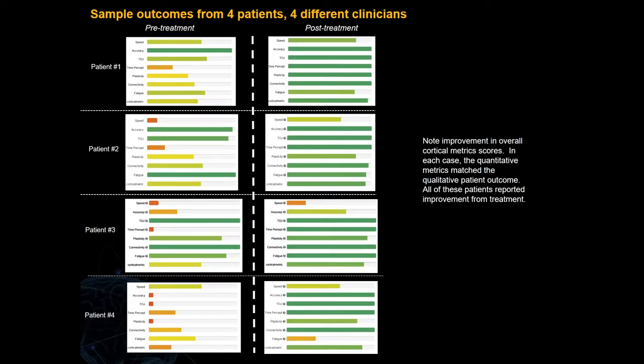And in this next slide, we have sample outcomes from 4 patients and 4 different clinicians. Pre-treatment is on the left, and we have the post-treatment graphs on the right. And without going into all the details about how the individuals did, you can get a general, intuitive feeling that the graphs on the right reflect better results than the graphs on the left. So all of these patients improved from their different backgrounds and their different treatments at different clinicians.